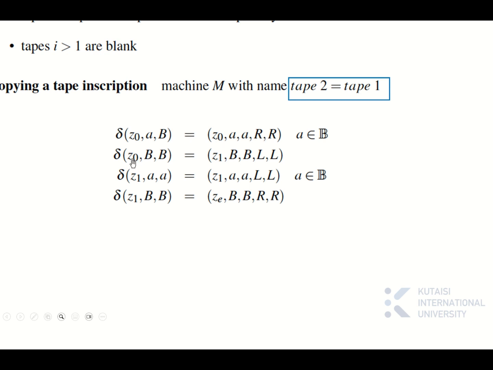It does this. What happens when it encounters blank and blank on both tapes? It moves to state Z1. Again, it just overwrites both blanks and moves left. In Z1, whatever it reads on both tapes, it does nothing. Basically, it overwrites them with the same thing and moves left all the way until it reaches the blanks, goes to an accepting state and moves right. So what does this machine do?